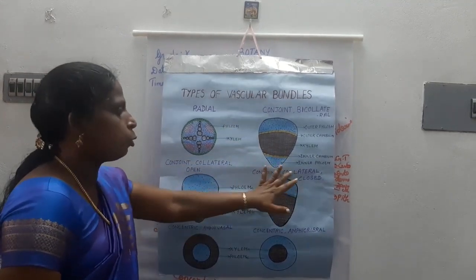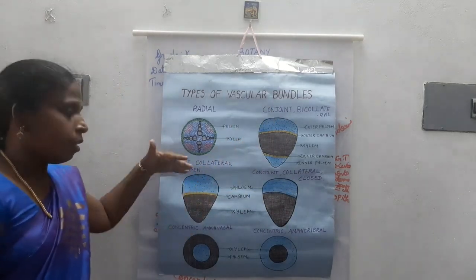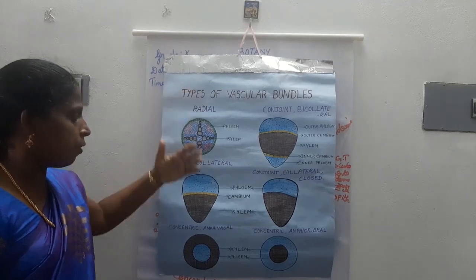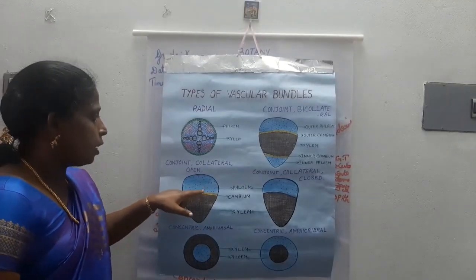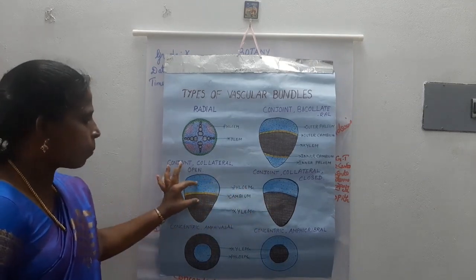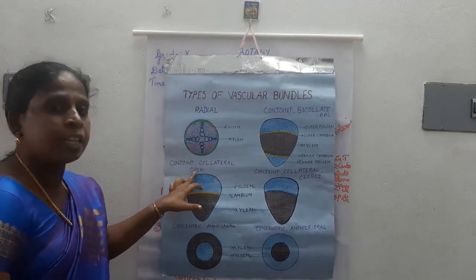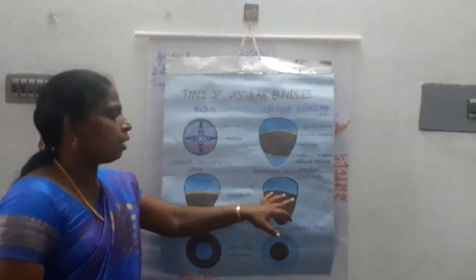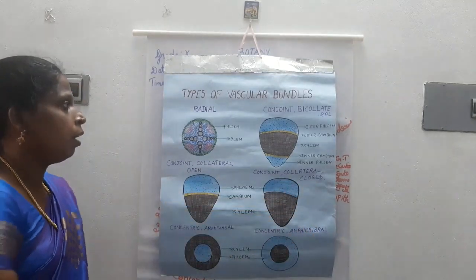It consists of two types: collateral and bicollateral. Collateral means phloem lies towards the periphery and the xylem lies towards the center. In a collateral vascular bundle, if cambium is present between the xylem and the phloem, that type of vascular bundle is called an open vascular bundle. If cambium is absent, it is called a closed vascular bundle.